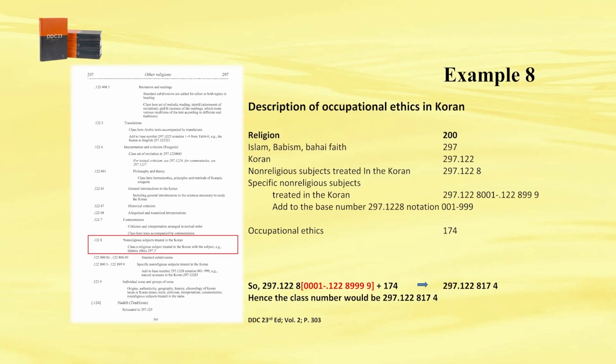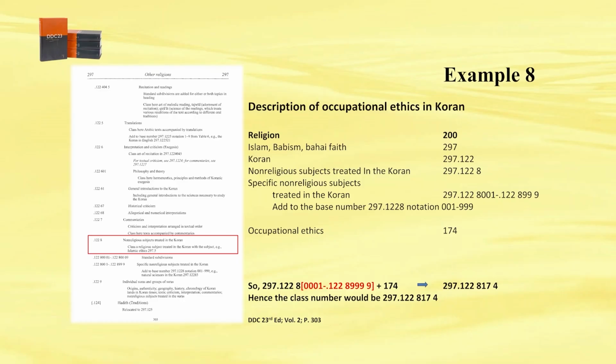So the number will be 297.1228, and then we have to delete 0001 to 122.89999 as per the instruction in the specific non-religious subject dealt in the Quran.